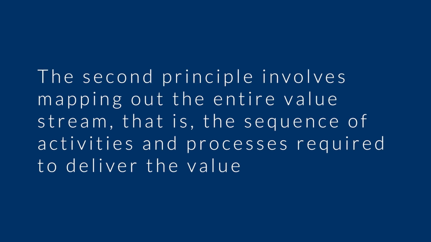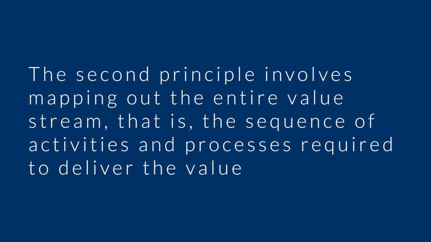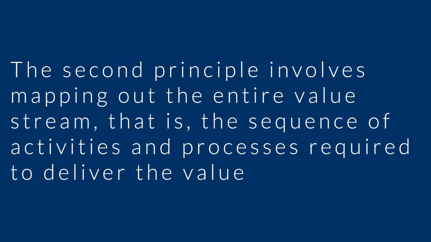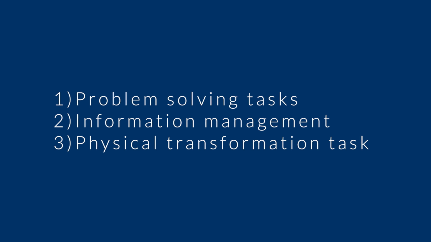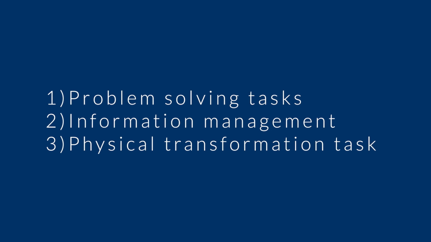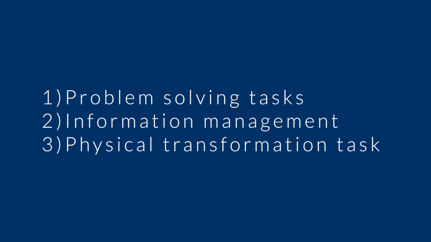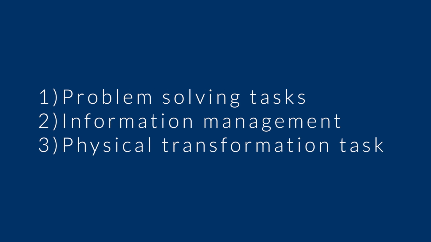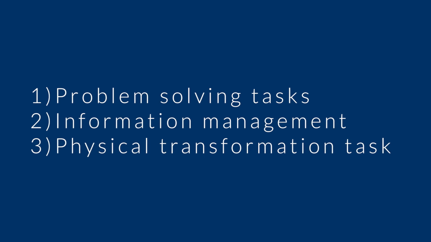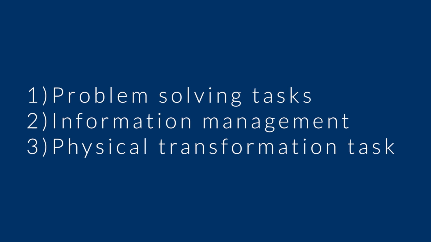Number 2, identify the value system. So specify value as number 1. Number 2 is to identify the value system. This involves mapping out the entire value system, that is, the sequence of activities and process required to deliver the value. So this will call for 3 critical management tasks. Number 1, problem-solving tasks, things like design and engineering sketches. Number 2, information management, okay, things like taking orders and scheduling deliveries. Number 3, physical transformation tasks, basically turning raw materials into finished products in the hands of the customers.